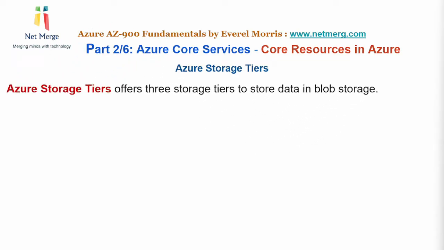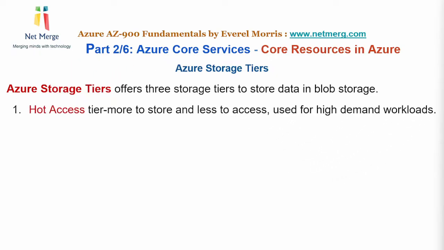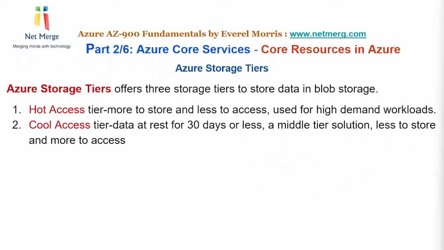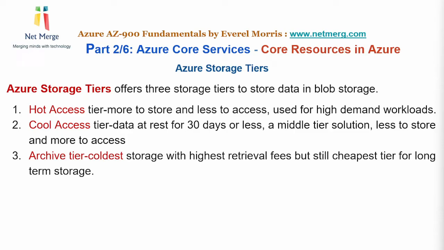Now let's look at the Azure storage tiers that I mentioned real quickly. You want to remember these for the exam as well. You have the hot access tier, you have the cool, and you also have the archive tier, which is the coldest. The hot tier costs more to store and less to access. It's used for high demand workloads, so it's always in use. So access is not very expensive, but it costs more to store.